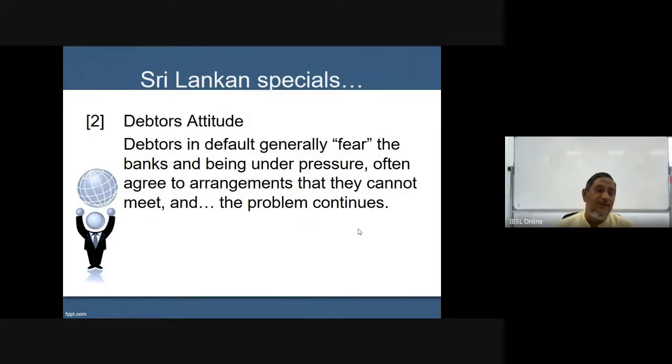Then the debtors' attitude. Debtors in default generally fear the banks and being under pressure, often agree to arrangements that they cannot meet, and the problem continues. This is what happened. So you put terms and conditions, everything, and the customer will just sign the documents, accepting it under pressure. Nothing will happen, the problem continues.